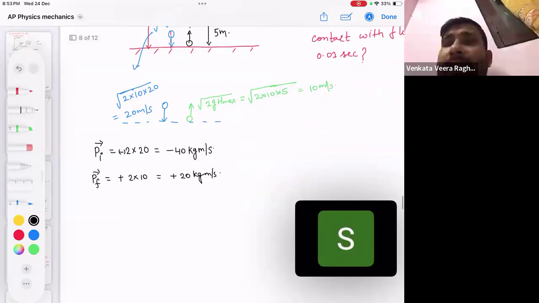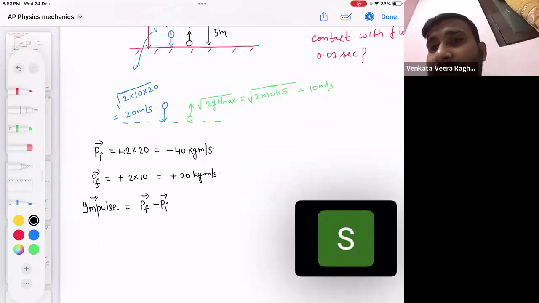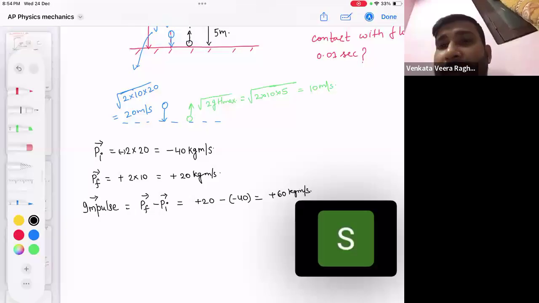So it means what is going to be our impulse? Impulse due to the floor. It's a vector. So what will it be? P final minus P initial, which can be written as 20 minus of minus 40. What we got? Plus 60. And if they ask what is the force applied, then can we say force applied is going to be change in momentum divided by the time duration. Are we getting 6000 Newton?